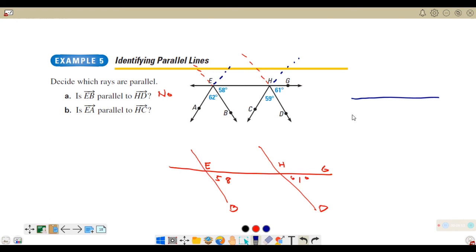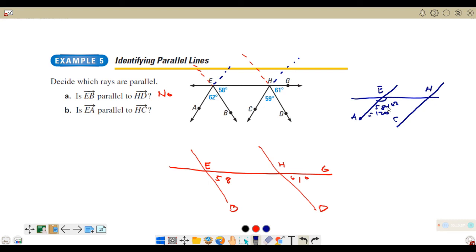Meron tayong E, A. Tapos meron tayong 58 plus 62. What is 58 plus 62? Ito naman si H, C. Ito ay 58 plus 62, which is equal to 120. So, meron tayo 120 for EA.